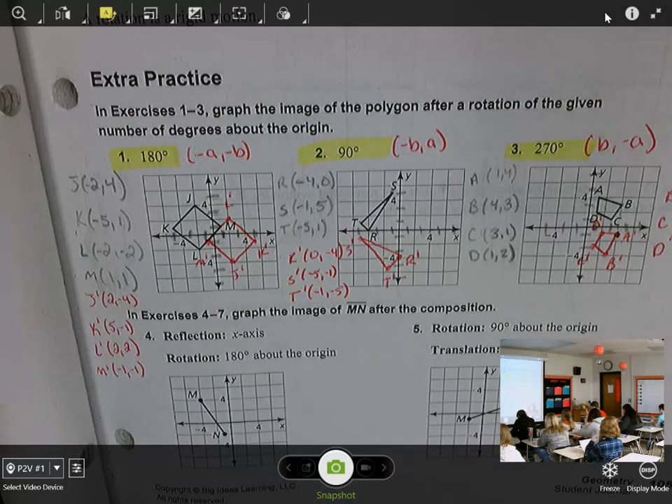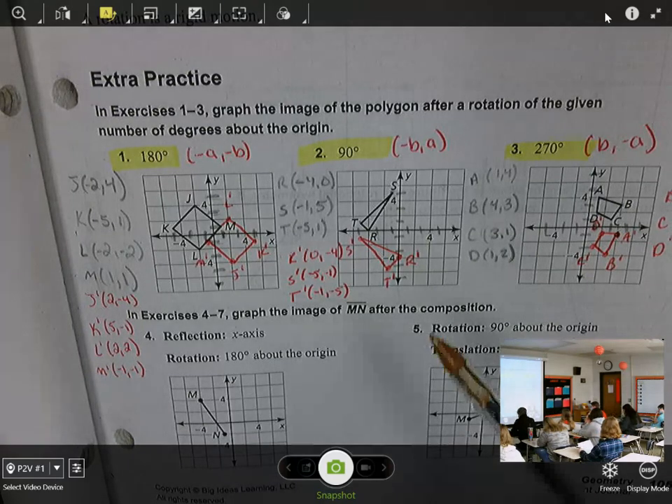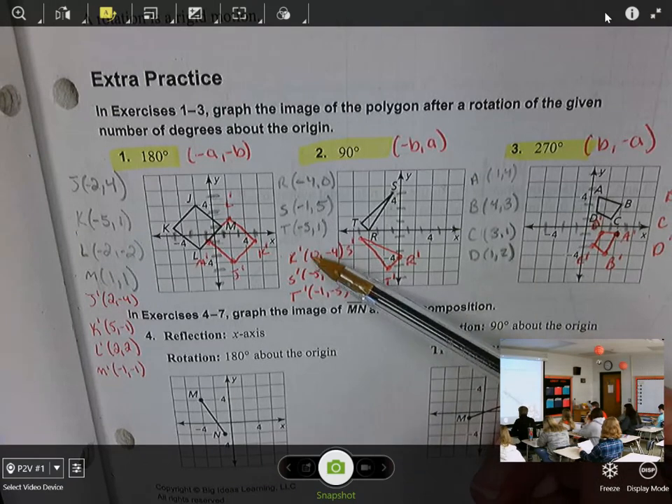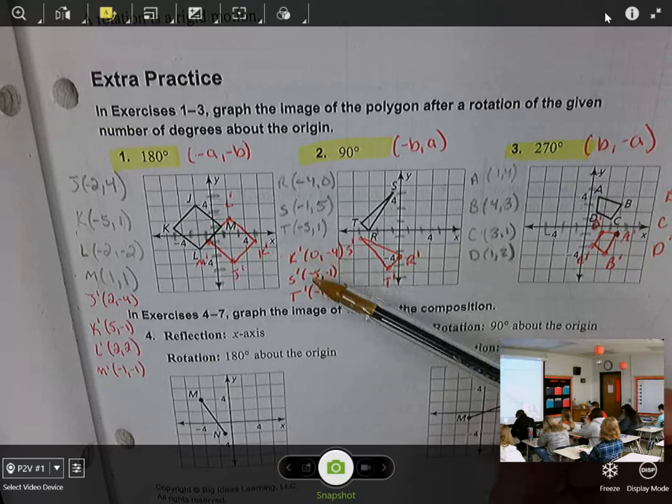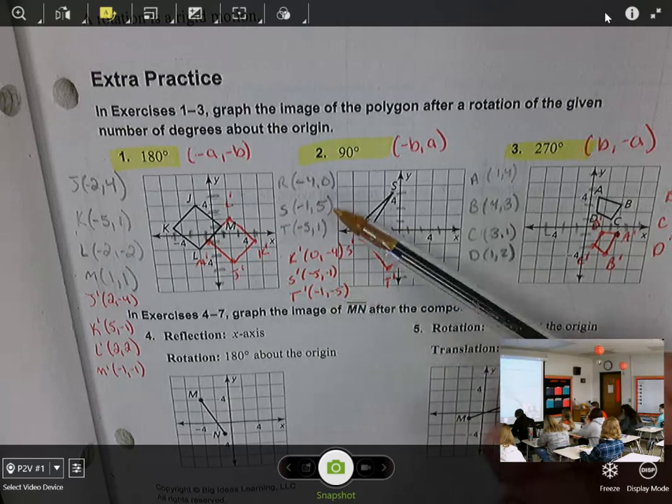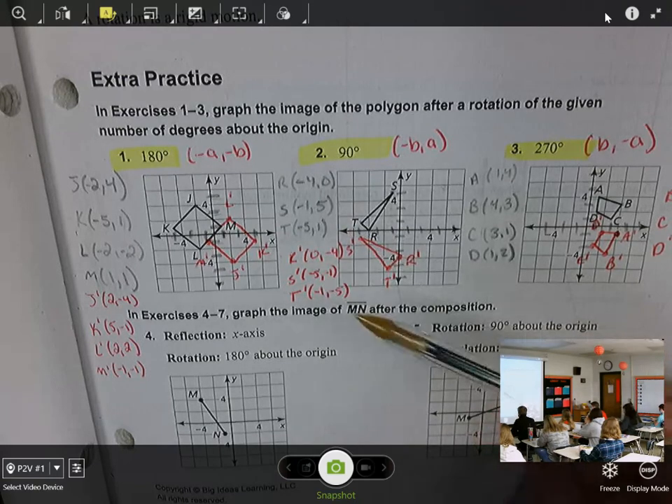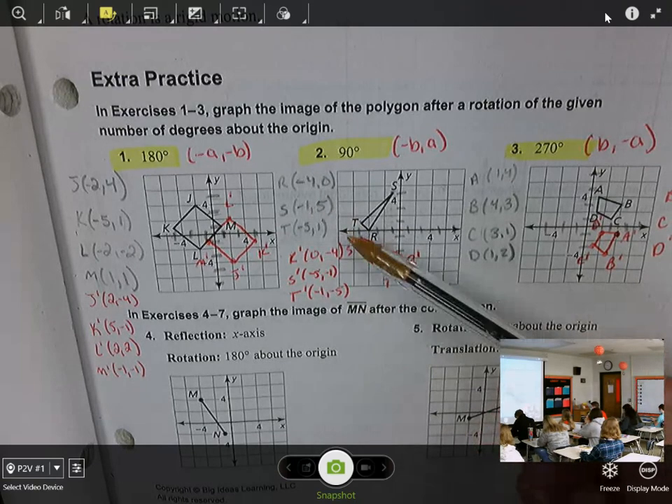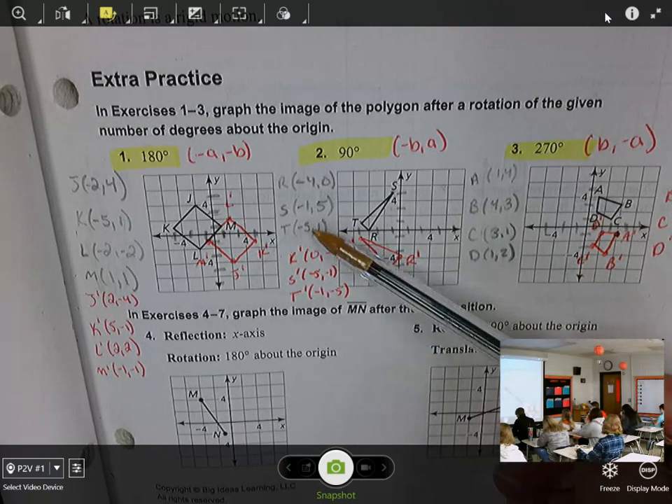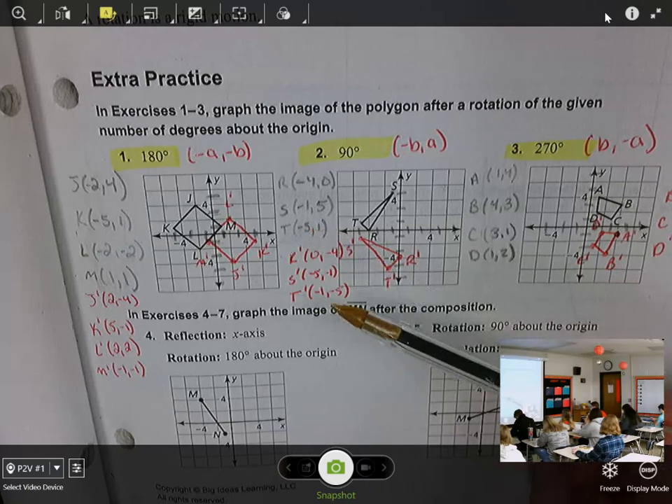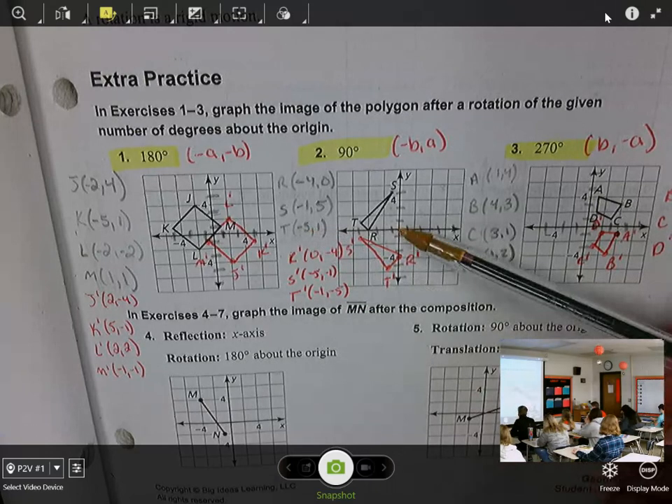Number 2 is opposite of B, A. So that means change the sign of your y coordinate and then flip them. So R prime would be 0, negative 4, because 0 is neutral, it can't be positive or negative. S prime would be negative 5, negative 1. 5 was positive, and then we made it a negative. This one stayed the same. And then T prime would be negative 1, negative 5, because we would change that sign, but leave that one the same. Okay. All right, so 0, negative 4 is on the y-axis.